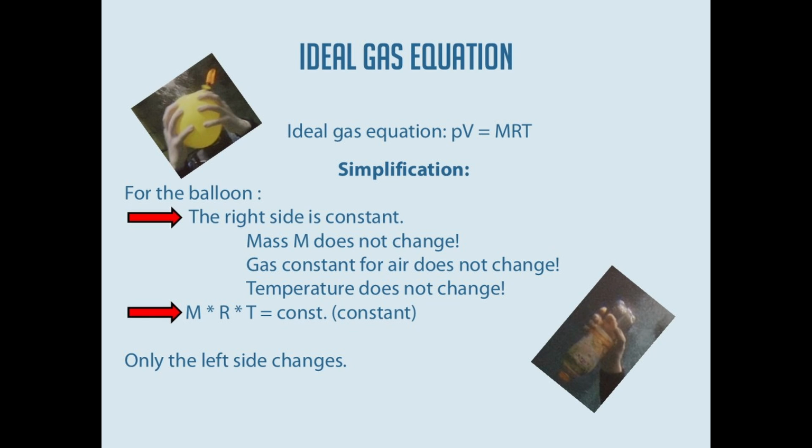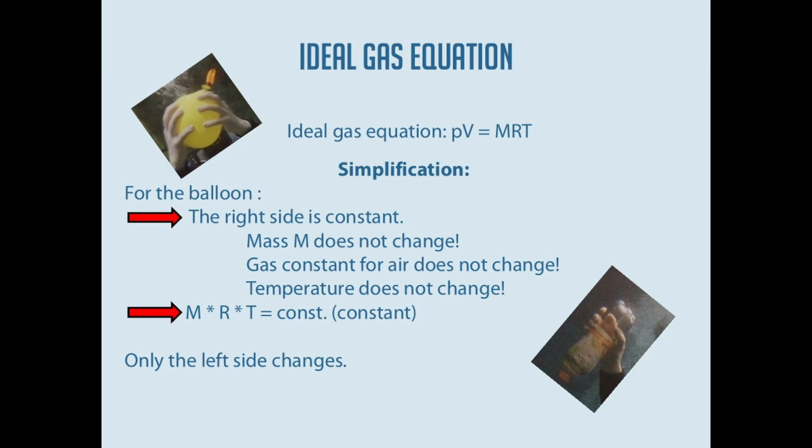So, now we go back to the ideal gas equation. P times V is mRT. For the balloon, the whole thing is quite simple. Namely, the right side is constant. That means it stays the same. The mass we have in the balloon does not change anymore. If we would take the balloon and try to get its weight, it would always remain the same.